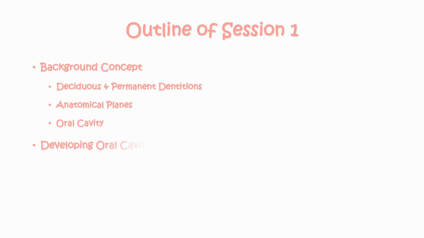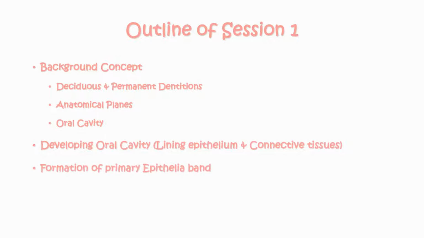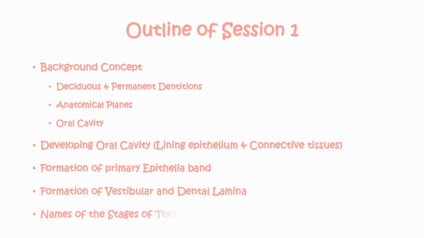In this section, we are going to discuss the basic concept of deciduous and permanent dentition, anatomical planes, the structure of the oral cavity, the developing oral cavity, its lining epithelium and connective tissue, and the formation of the primary epithelial band and the structures arising from it, that is, the vestibular lamina and dental lamina. In this section, I will only introduce the stages of tooth development. In the next section, we will discuss each stage in detail.